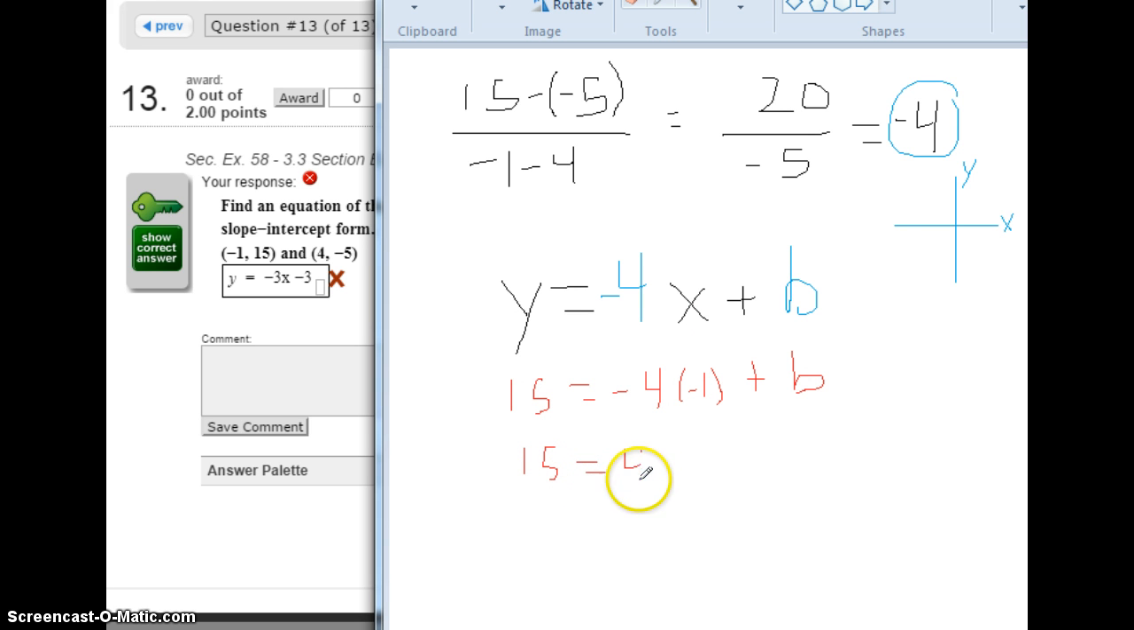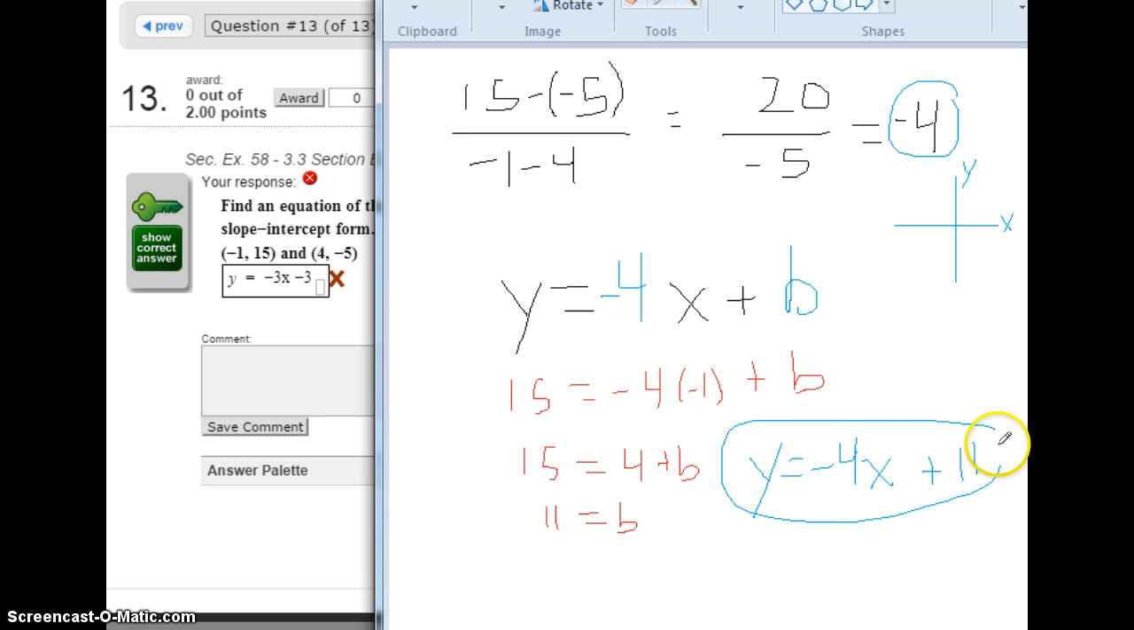15 equals 4 plus b, subtract 4 from both sides, b equals 11. And you would have got that same answer if you plugged in the 4 and negative 5. And so with b equals 11, we have our answer, negative 4x plus 11. That's the equation of a line that goes through these 2 points. It's going to cross the y-axis at 11 and have a slope of down 4 over to the right 1.